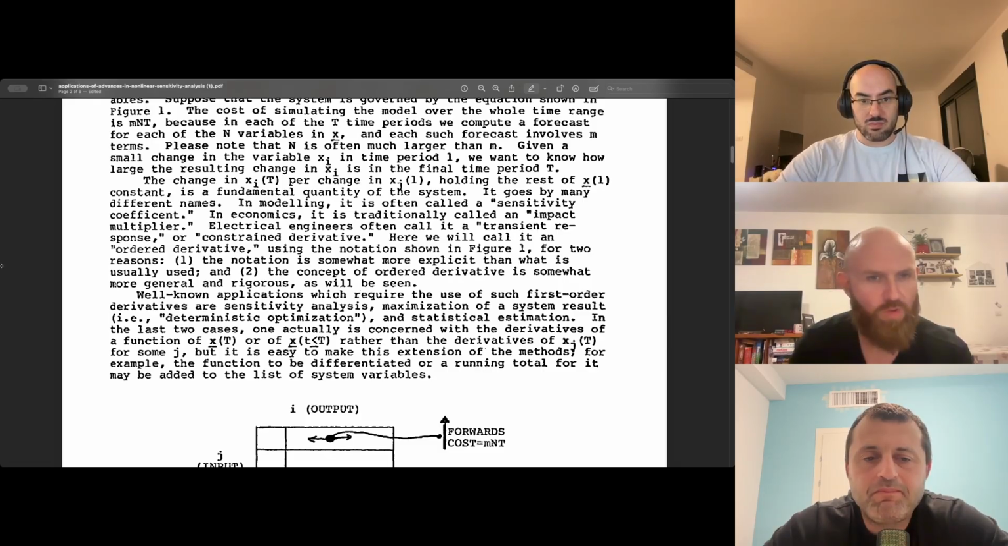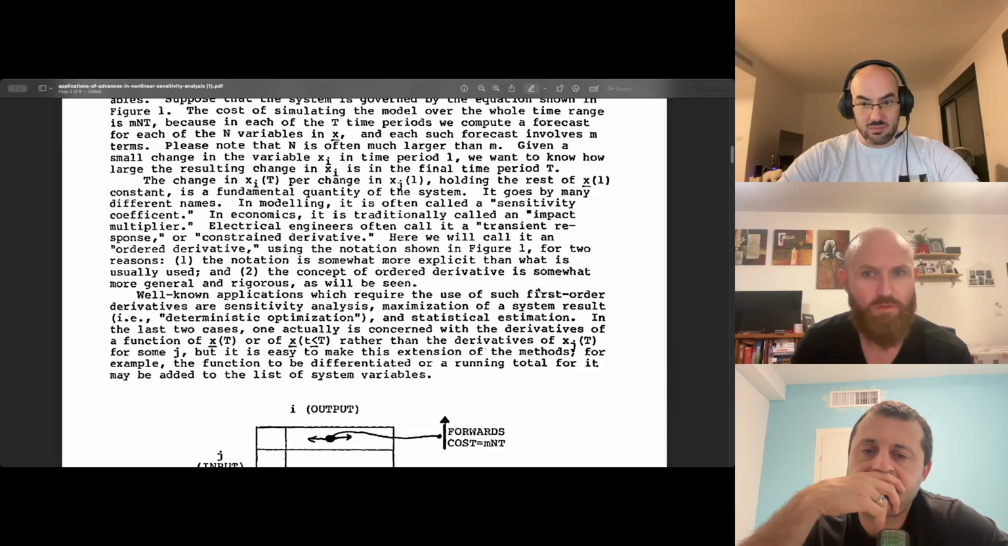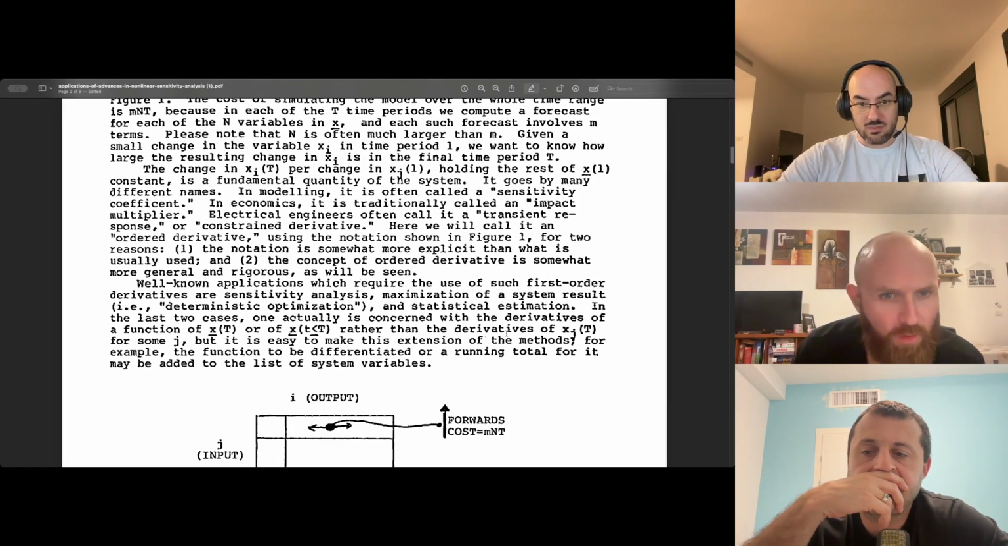Cool. And it says well-known applications which require the use of such first-order derivatives. So the second one is mine.